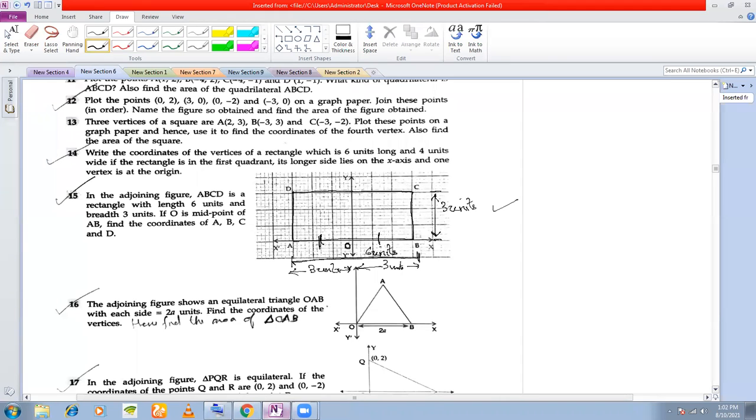Right? You understand the midpoint? Yes, sir. Good. If O is the midpoint of AB, that means the origin here is the midpoint of the line AB. That means this length must be equal to this length. Now the question is, find the coordinates of A, B, C, and D. So can you find out the coordinates of A, B, C, and D?